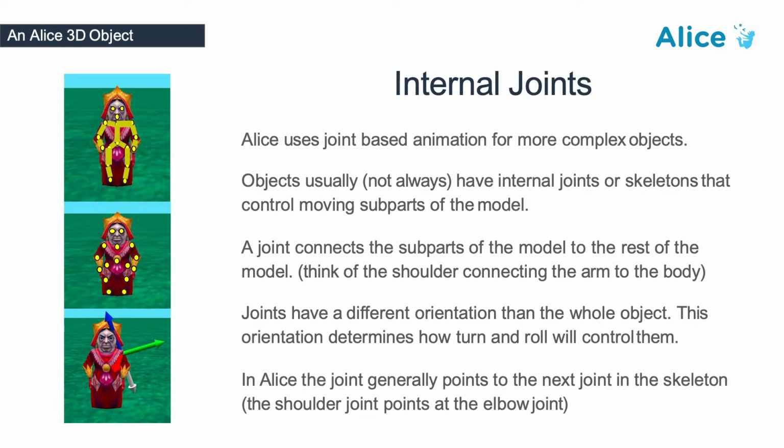Some of the more advanced objects may have internal joints or skeletons for more detailed movements. A joint connects the subparts of the body to the rest of the body. Joints have a different orientation than the whole object. This orientation determines how turn and roll will control them. This will allow you to have more fine control over the joints and details of an object, such as making arm or leg joints move as an object walks across the scene.